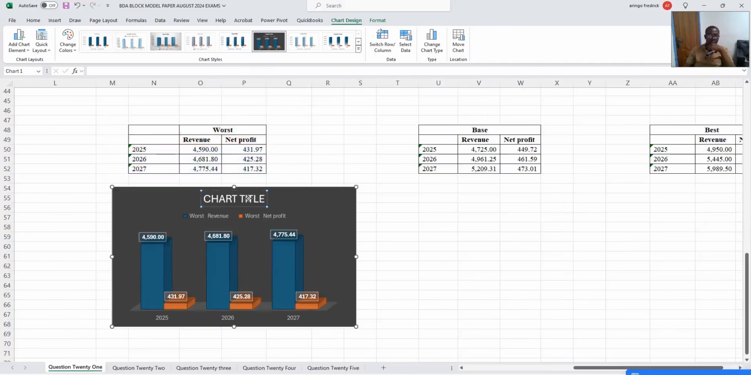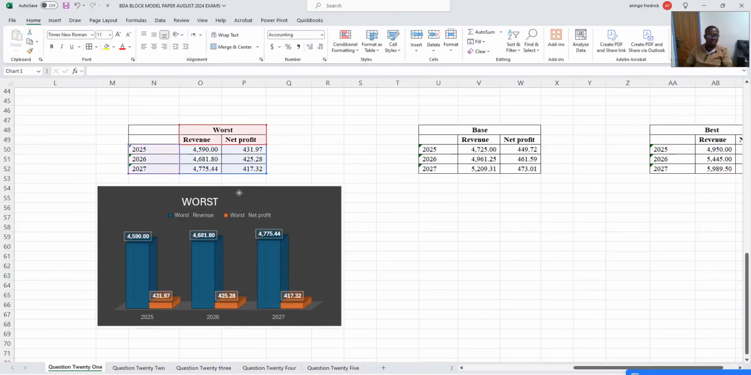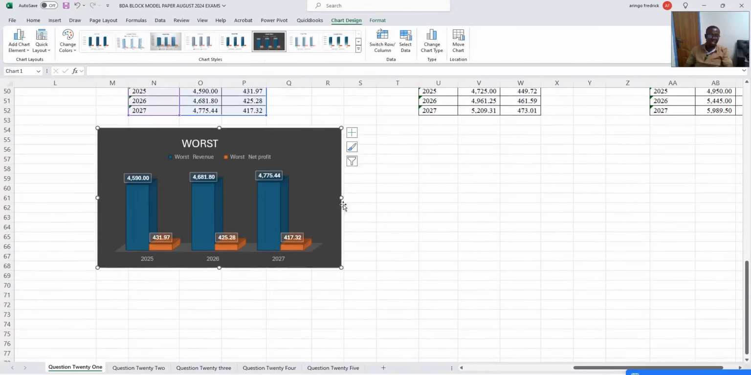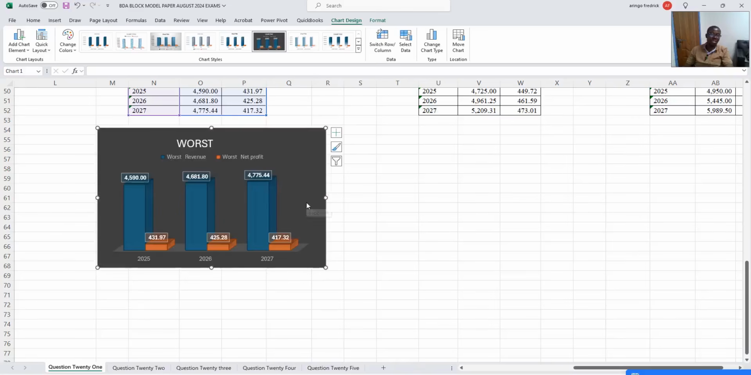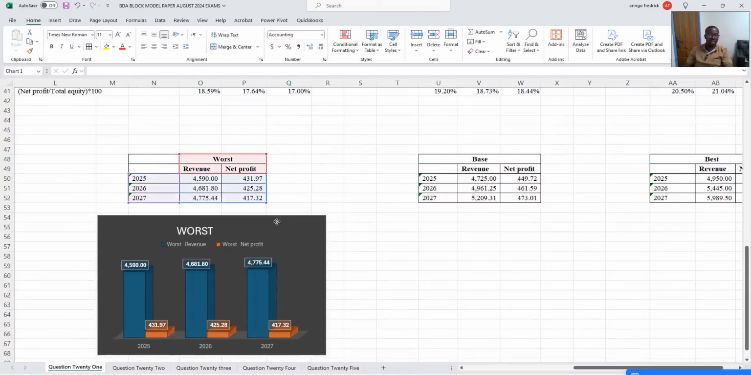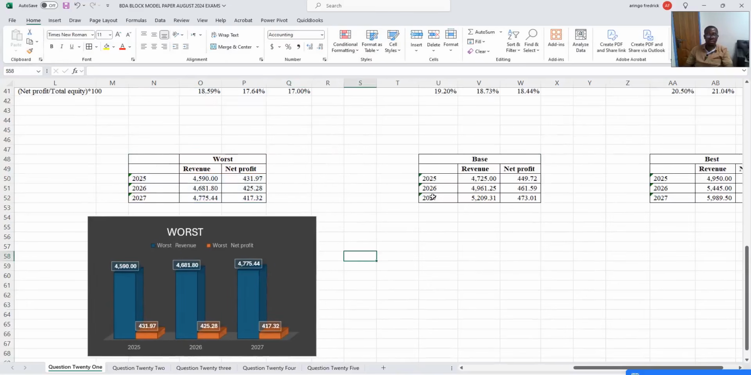This seems to be very okay. For my chart title, this is the worst case scenario. I think this looks neat. It depends, of course, on your creativity. Presentation is always about your creativity. So for the worst case, you can go with that.